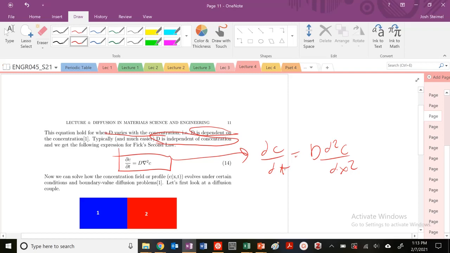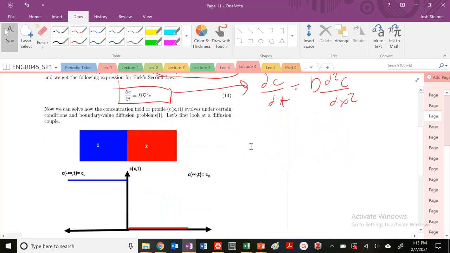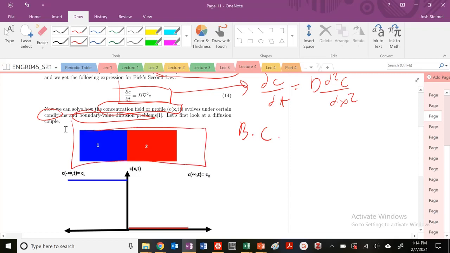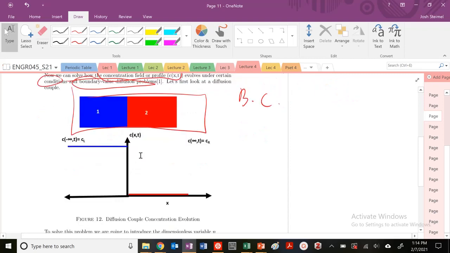So let's see how we're going to utilize this expression, our Fick's Second Law, in this course. Let's look at a typical example that we've been looking at previously for our Kirkendall effect. I want to figure out how the concentration profile C of x is going to evolve under certain conditions and boundary conditions. For each of these problems, we need to identify the boundary conditions. So let's look at a diffusion couple, like we've been dealing with for Kirkendall. Let's say I want to write the concentration profile of x, t.